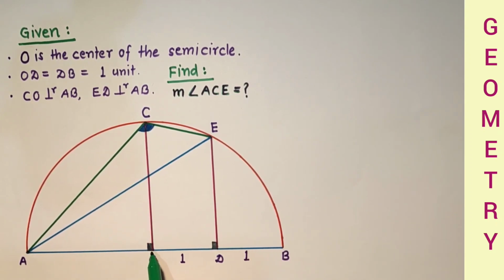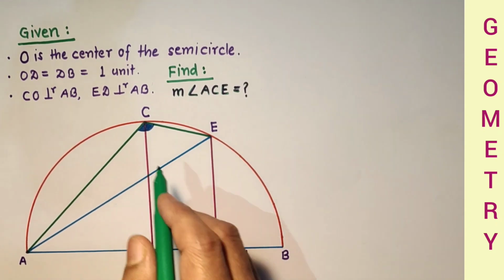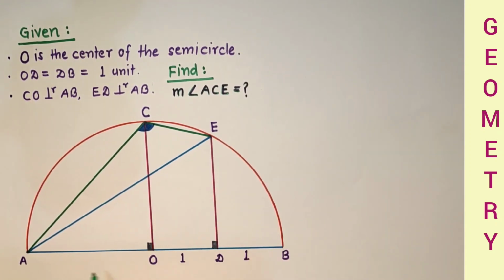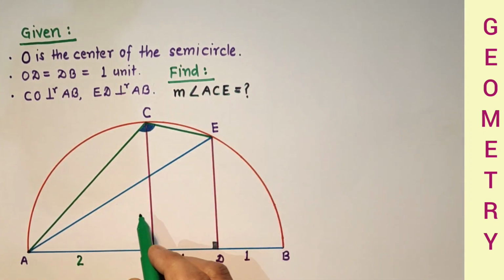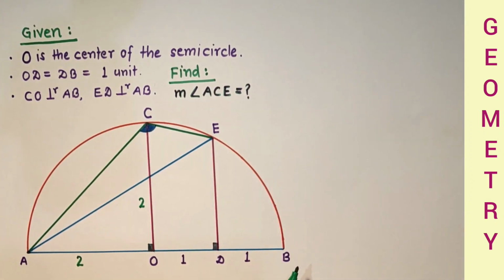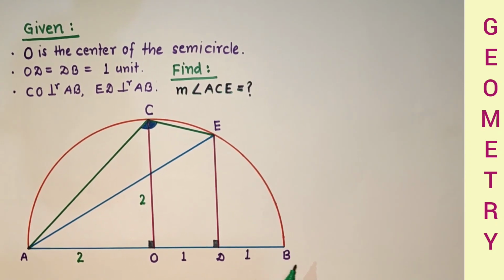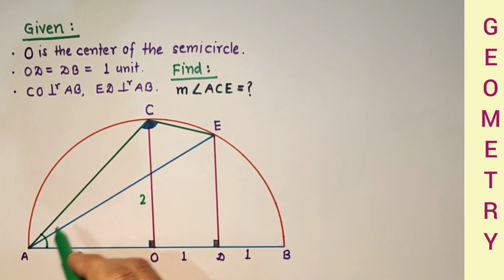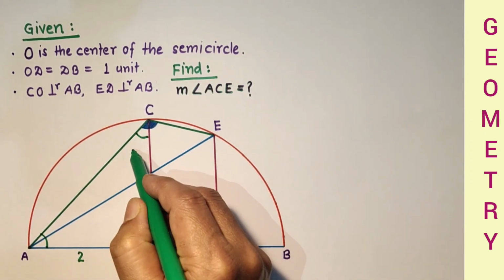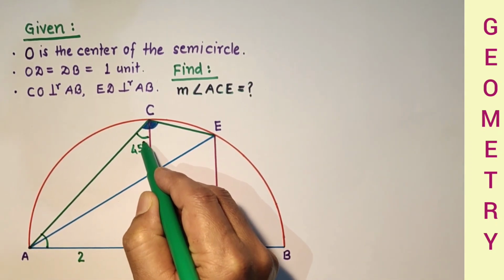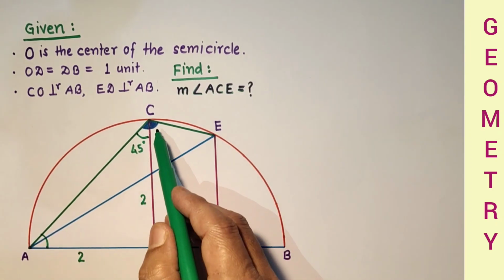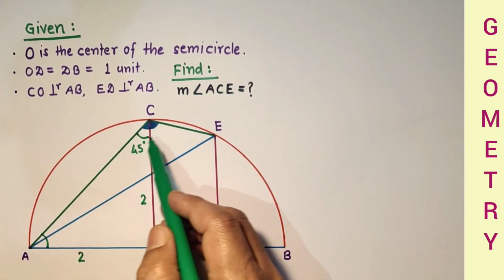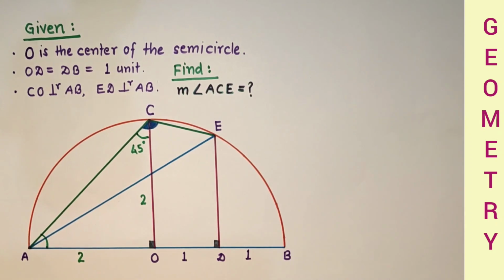Since O is the center of the semicircle, OA is equal to OB is equal to OC. OB is 1 plus 1, 2, so OA is 2, and therefore OC is also 2. Since OA and OC are equal and this is 90, this angle is 45 and this angle is 45. If we find this angle and add these two, we will get the required angle.